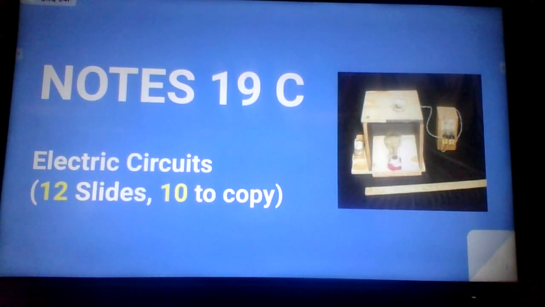Section 19C is all about electric circuits, which we just started to mention in the last set of notes, a tiny bit. But circuits, that is the path that the electricity flows through so we can use whatever it is we're trying to use. And more about that as we go along. So let's get ready and begin Notes 19C, electric circuits.